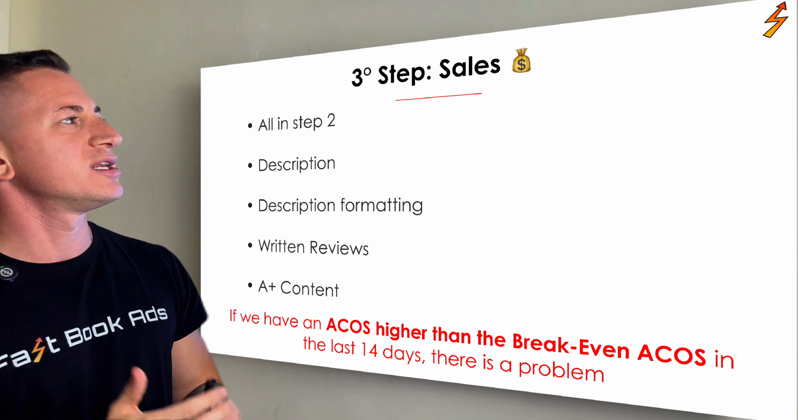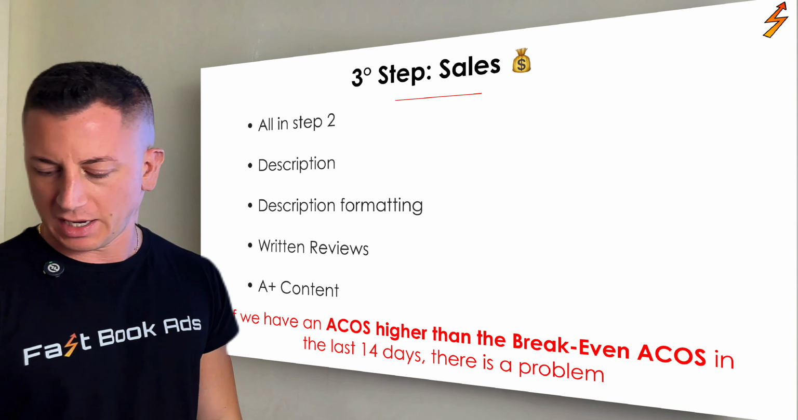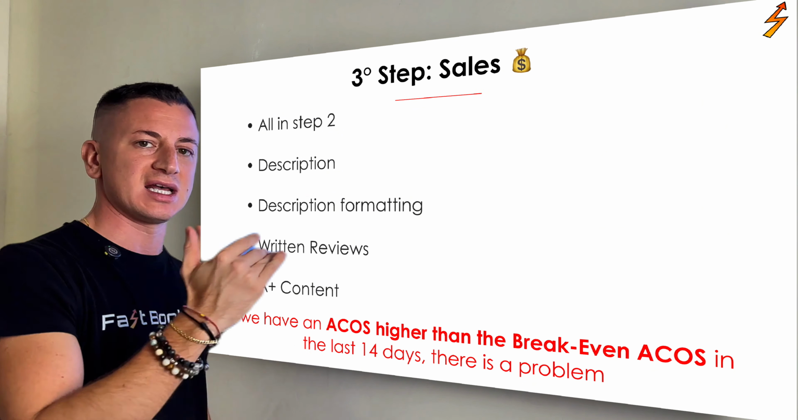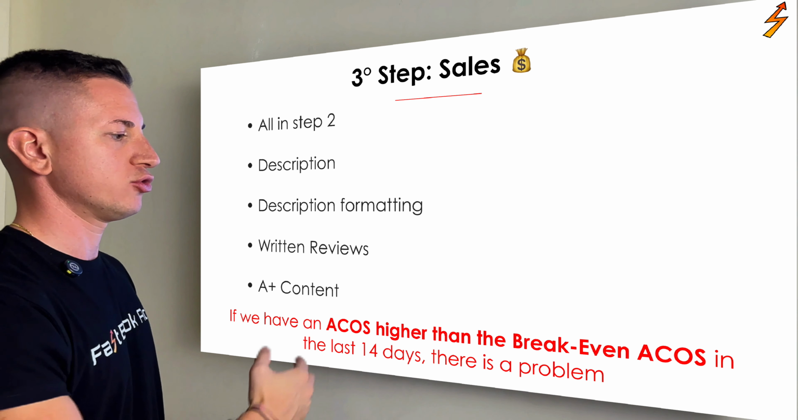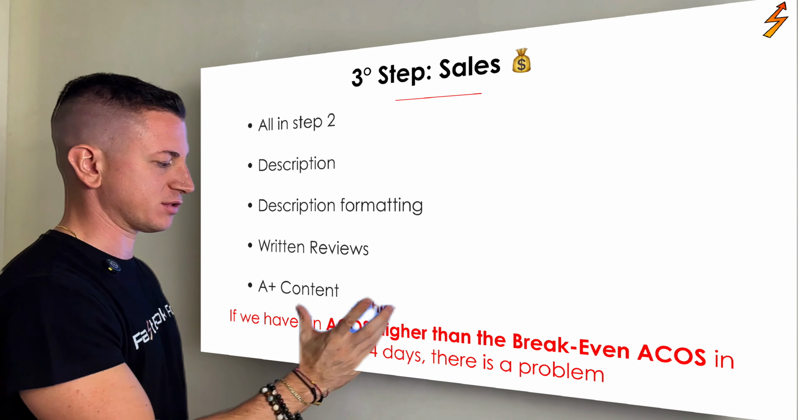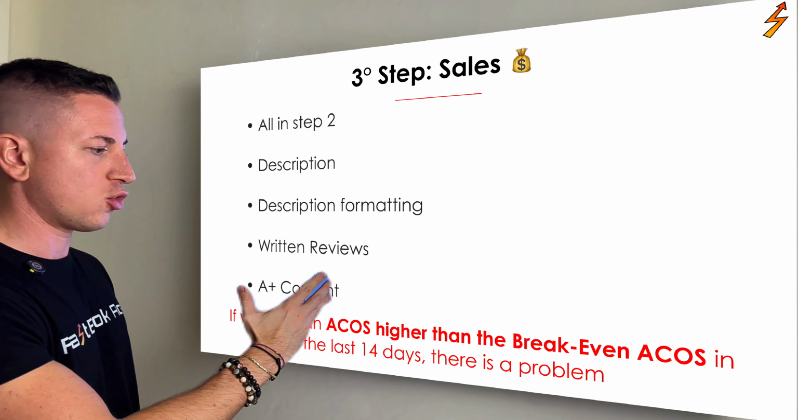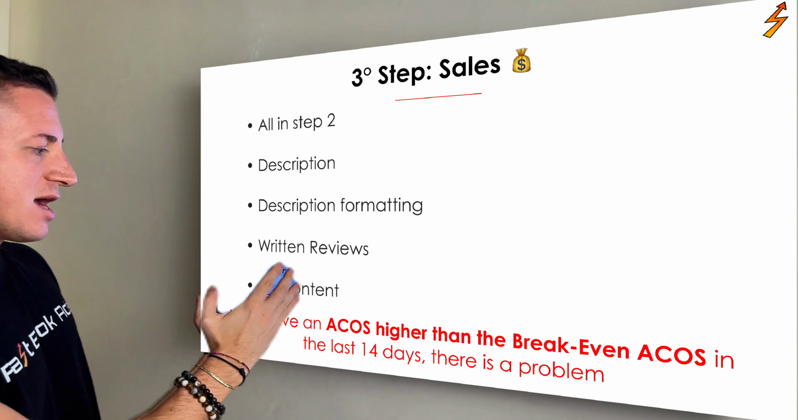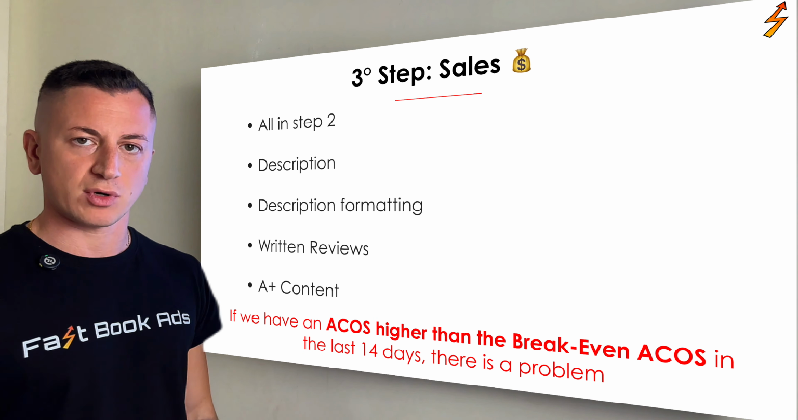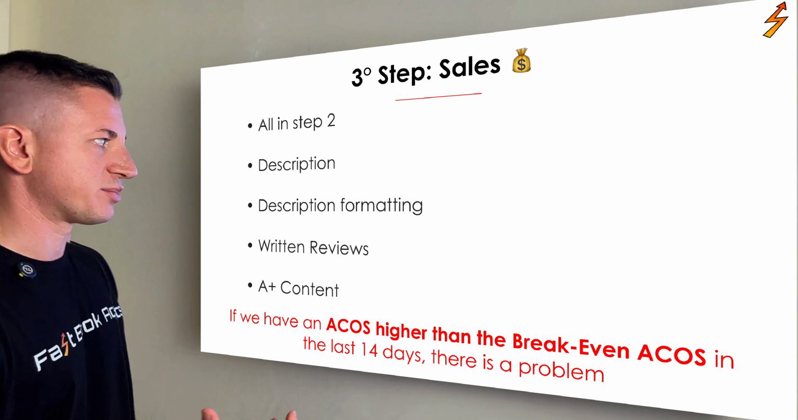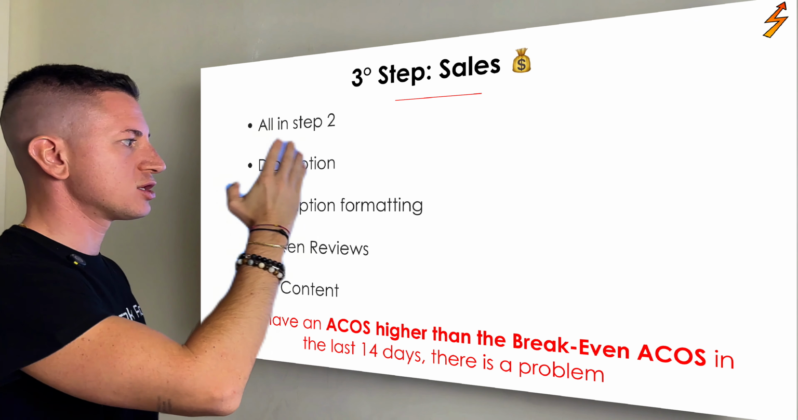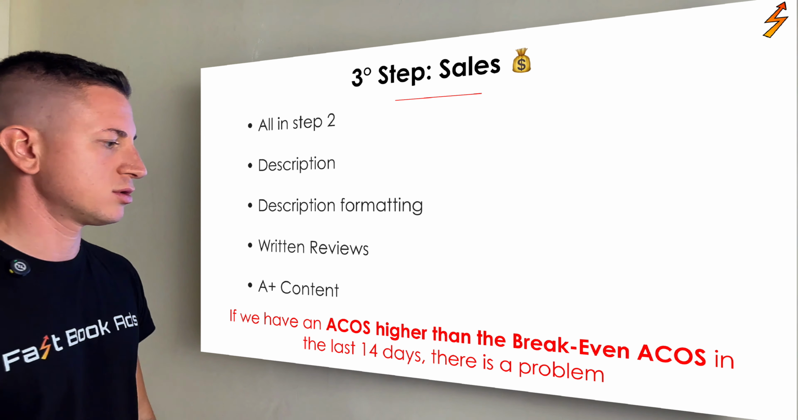How many sales do we need to generate with our campaigns? We need to have an ACoS lower than our break-even ACoS. So you have to calculate your break-even ACoS and check if in the last 14 days you have an ACoS lower than your break-even ACoS. If we have an ACoS higher than the break-even ACoS in the last 14 days, there is a problem, and you have to look for the cause of the problem here. Okay? Most probably in your description and in your description formatting.